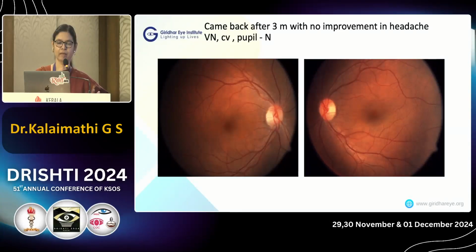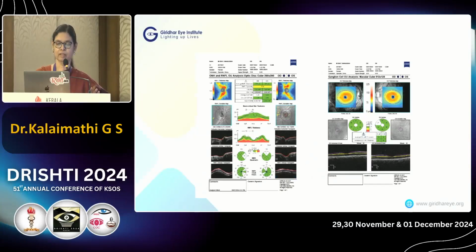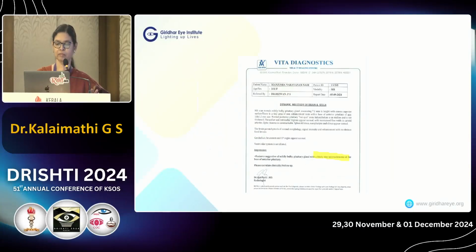And she came back after 3 months with no improvement in headache. Again vision, color vision and pupil were checked. It was found to be normal. So we did a field testing in which the right eye had generalized reduction in sensitivity. So we were not happy with the field testing. We ordered an MRI. It came out as microadenoma of the anterior pituitary.